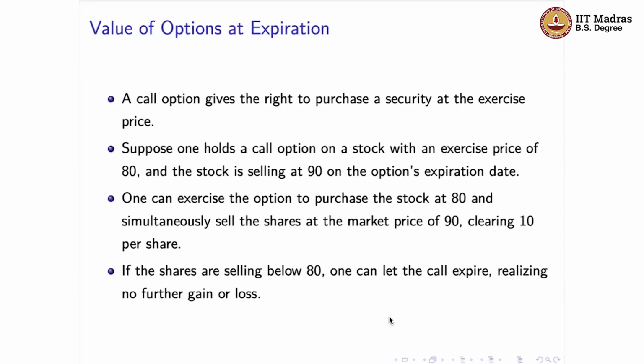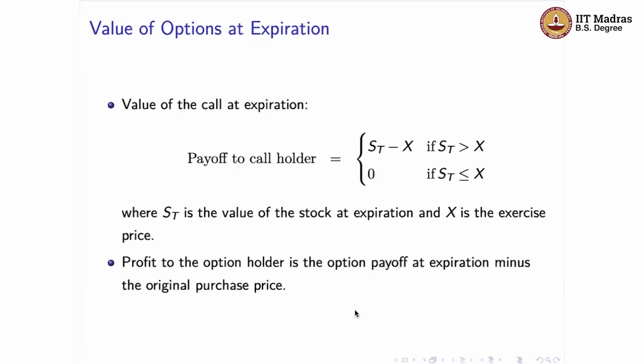However, if the shares were selling below 80, then it wouldn't make sense to exercise the call option. So one would let the call option expire and realize no further gain or loss on this option, right? So if we were to generalize this, let's think about what's the value of a call at the expiration. So this is basically the payoff to the call holder, and that's going to be equal to ST minus X when you have ST greater than X, and it's going to be equal to 0 when you have ST less than or equal to X.